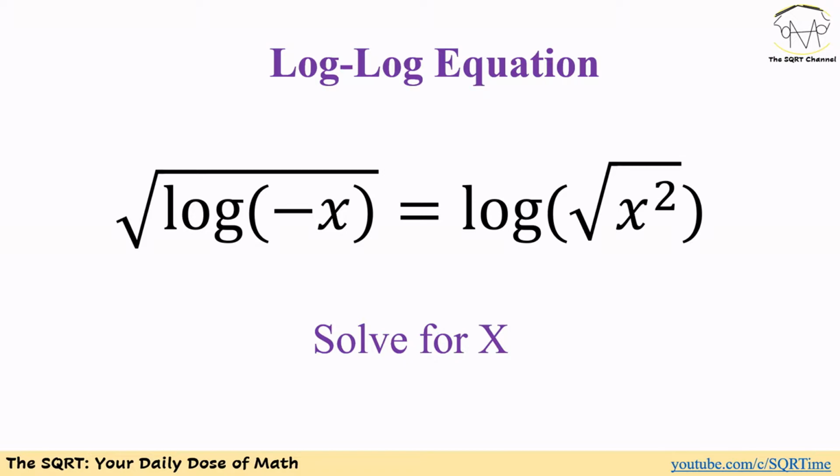In this video we are going to take a problem that has log in both sides of the equation. On the left hand side we have the square root of log of negative x, and on the right hand side we have log of the square root of x to the power of 2. In this problem, the base of both logs is 10. These two logs are equal and we are looking to find the value that we can have for x.